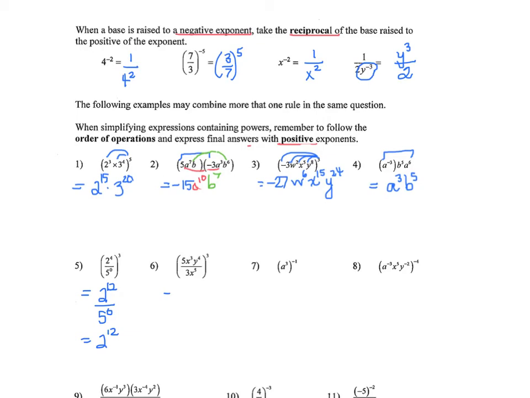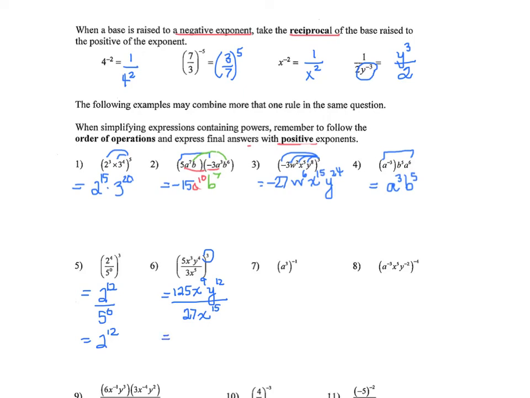Next one, we're going to apply the exponent 3 on the outside to everything inside the bracket. So everything inside the bracket has to be raised to the exponent 3. So 5 cubed is 125. Then we would have x cubed cubed, so that would be x to the exponent 9. Y to the exponent 4 cubed would be y to the exponent 12. And in the denominator we'll have 27 x to the exponent 15.